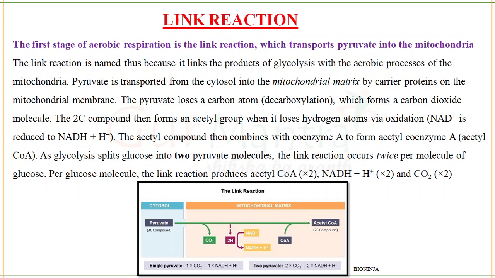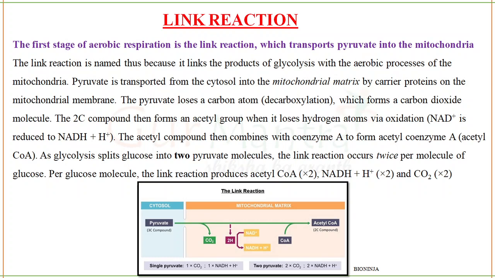The first stage of aerobic respiration is the link reaction, which transports pyruvate into the mitochondria. Why does pyruvate have to be transported into the mitochondria? Because glycolysis happens in the cytosol, which means pyruvate will also be in the cytosol, and it has to be transported into the mitochondrial matrix so that the tricarboxylic acid cycle can happen. The link reaction is named so because it links the product of glycolysis with the aerobic process of the mitochondria. What is the aerobic process of the mitochondria? It is the TCA cycle, the tricarboxylic acid cycle. Pyruvate is transported from the cytosol into the mitochondrial matrix by carrier proteins on the mitochondrial membrane.